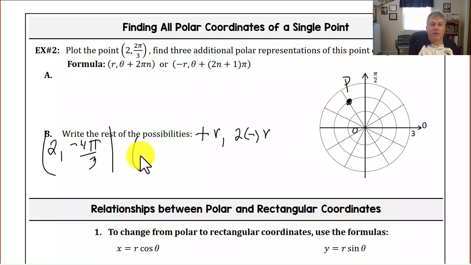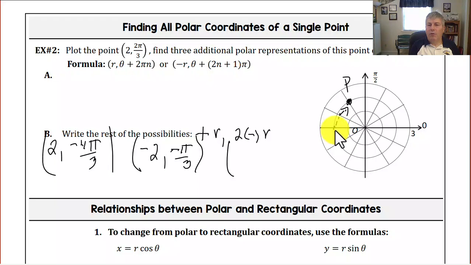But we could also have -r. So if I went out to -2, well, what does it take to get to point P? Well, I have to rotate from this location. I have to rotate a -pi over 3. So another representation of that same point would be an r of -2 and a theta of -pi over 3.